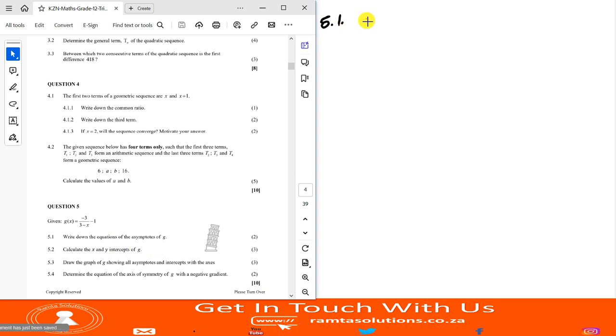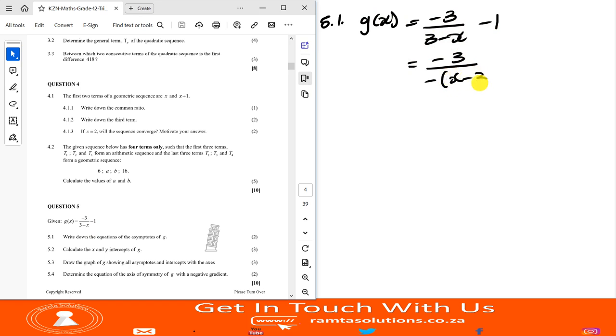So what we know, this graph is not the way that we know it to be. So let's try to simplify it. This equation, g of x, is equal to negative 3 over 3 minus x, minus 1. So we must try to factorize the denominator. The common factor is a negative, minus. We will be left with x minus 3 and then minus 1. So negative divided by negative is positive. So this is 3 over x minus 3, minus 1.